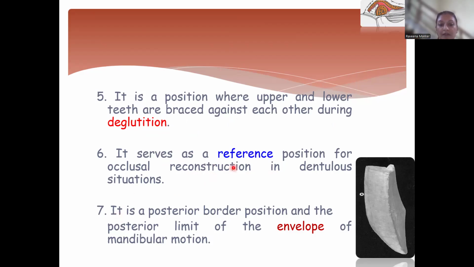Since it is a reference position, wherever there is a requirement of reconstruction of the occlusion, as in full mouth rehabilitation in dentulous patients, it serves as the reference position. It is a posterior border position and the posterior limit of the envelope of mandibular motion.